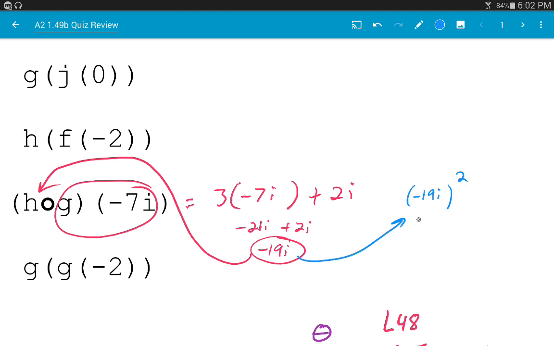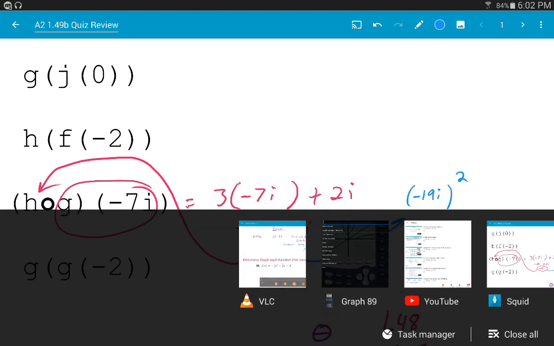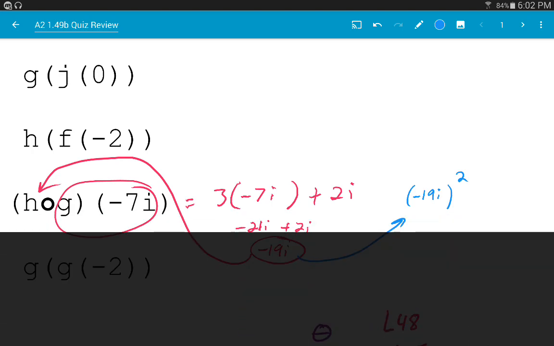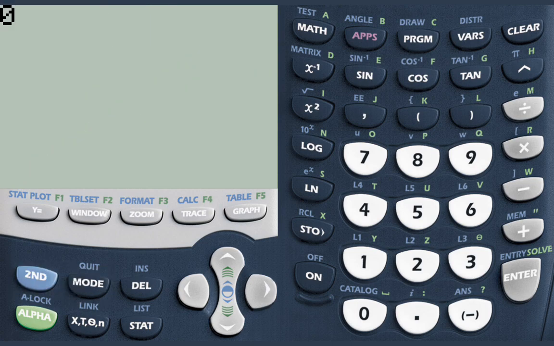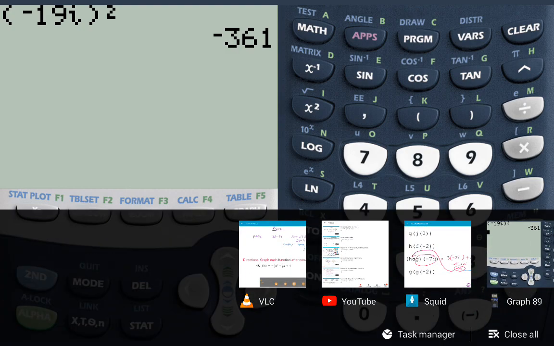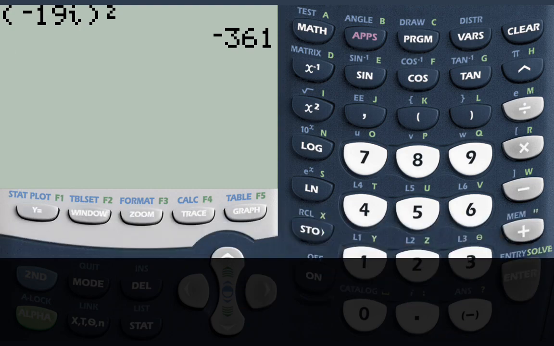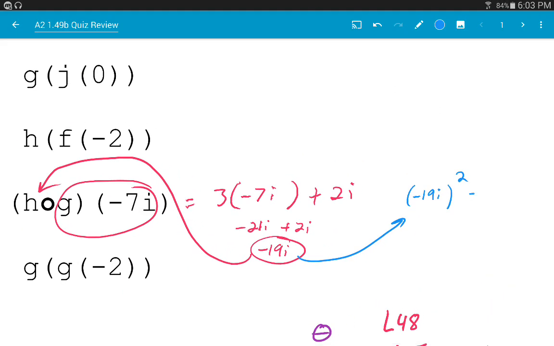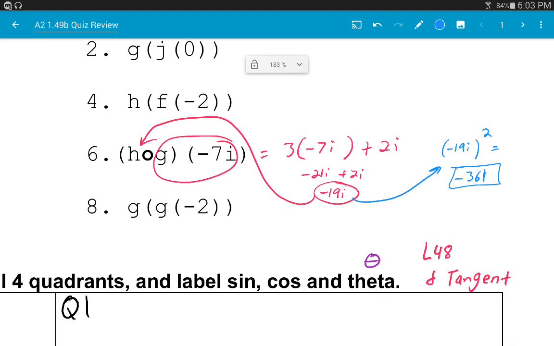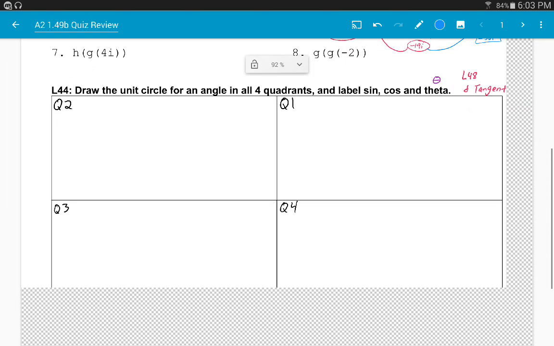Negative 19i squared. I might want to take that to a calculator. Your calculator can do that for you. Let's see. Negative 19i squared. Negative 361. Done and done. So that's the idea of compositions. There's a video on that.